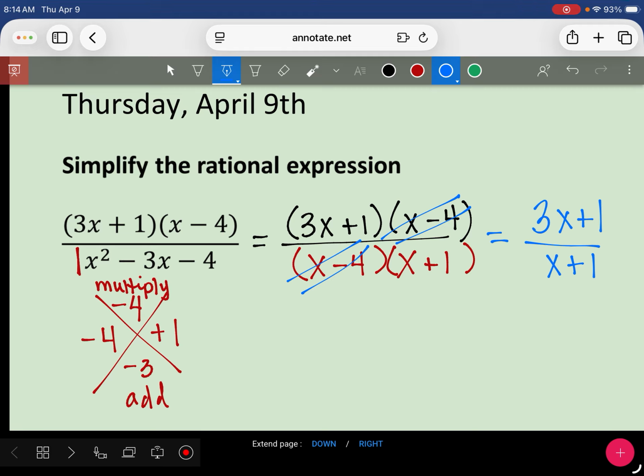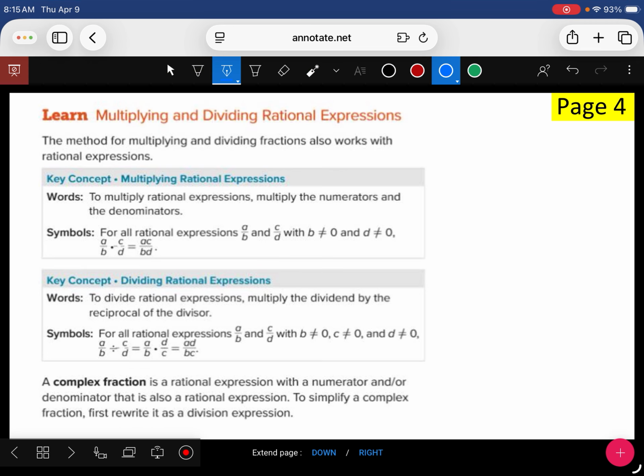All right, so let's go to our notes. We're going to review some exponent laws and then go over multiplying and dividing rationals. So we're on page 4.